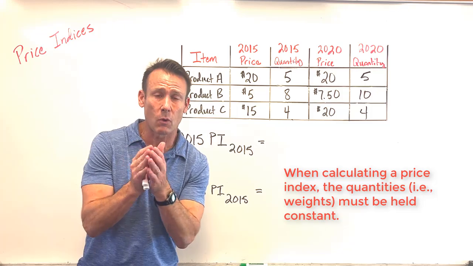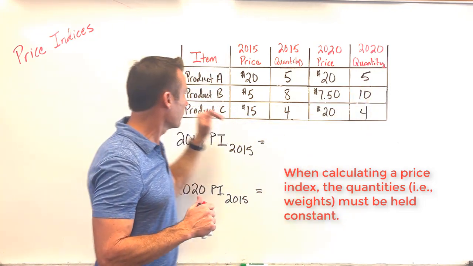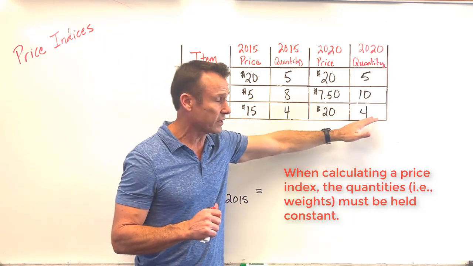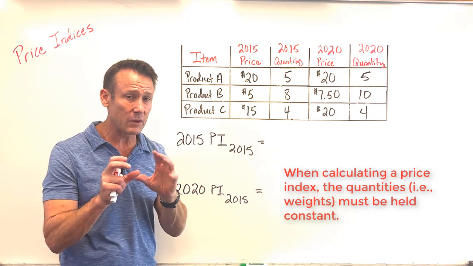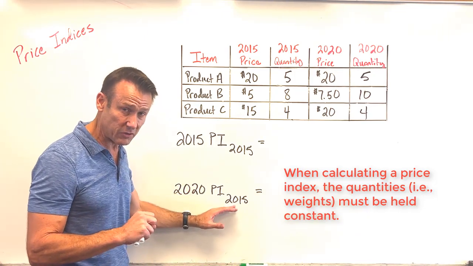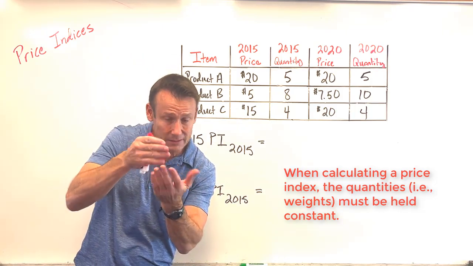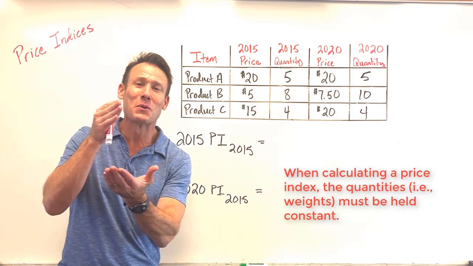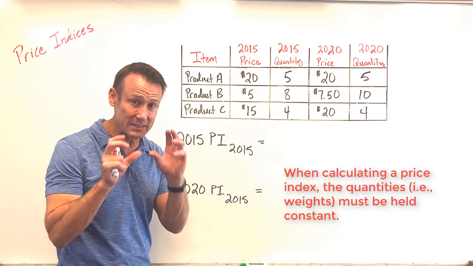Let me say it this way. We don't want the quantities to change. Yes, maybe we're purchasing a different amount of each of these products in 2020. That could be somewhat problematic, but when we measure what prices we're doing in this year versus what prices we're doing this year, we do not want the quantities to change. We want the quantities to stay the same, okay? So that's just kind of a conceptual thing.